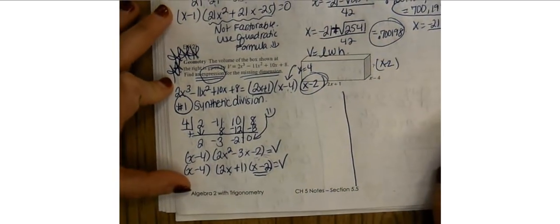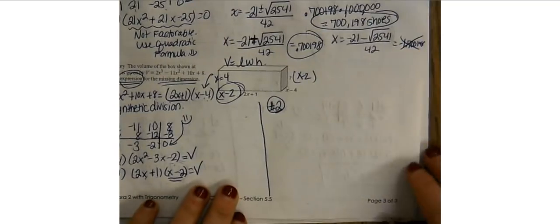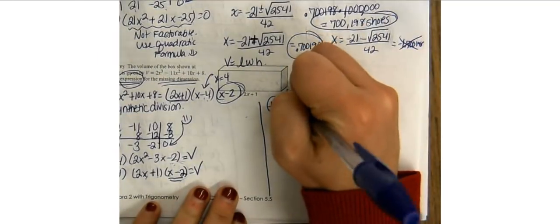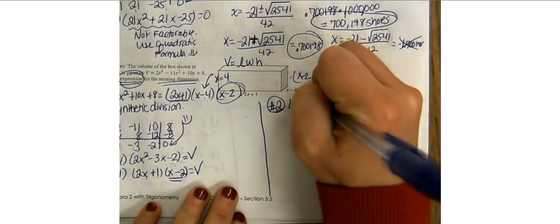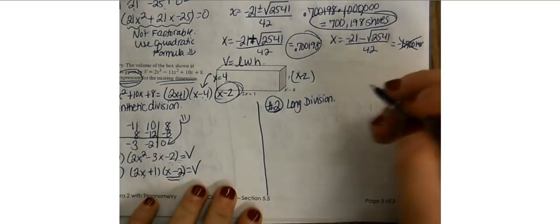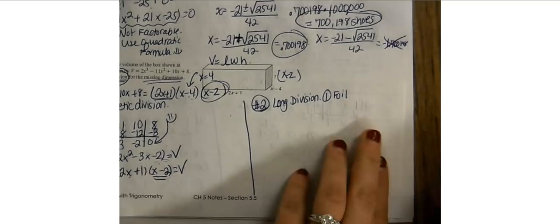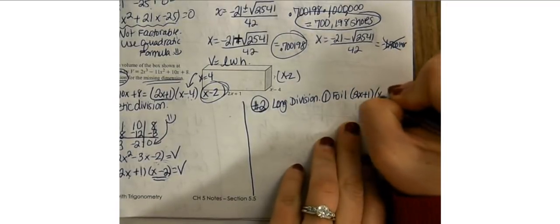So that was the first way. That was synthetic division method. The second method is a little bit more direct. It is the long division method. The first thing that you want to do if you're going to do the long division method is you're going to FOIL the two parentheses that are given to you. So we're going to FOIL 2x plus 1 times x minus 4.